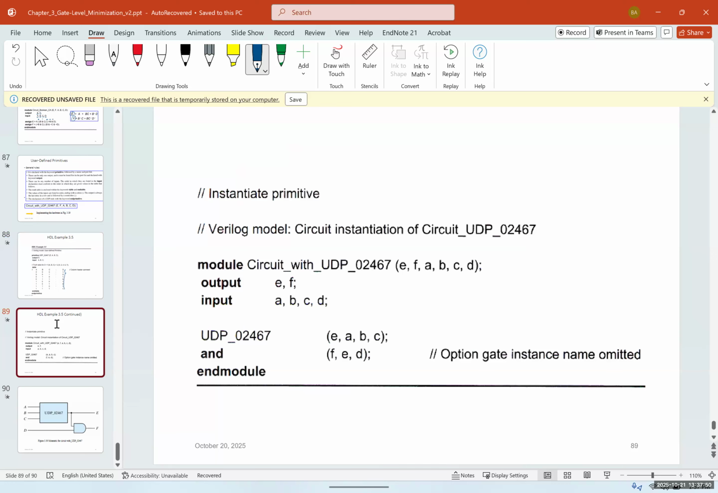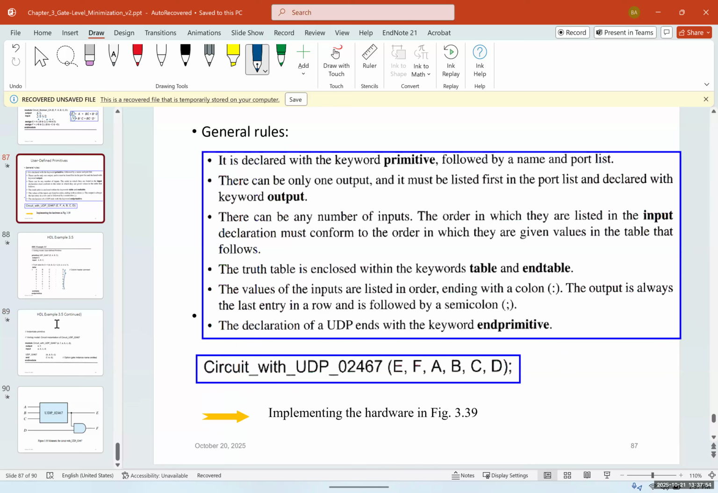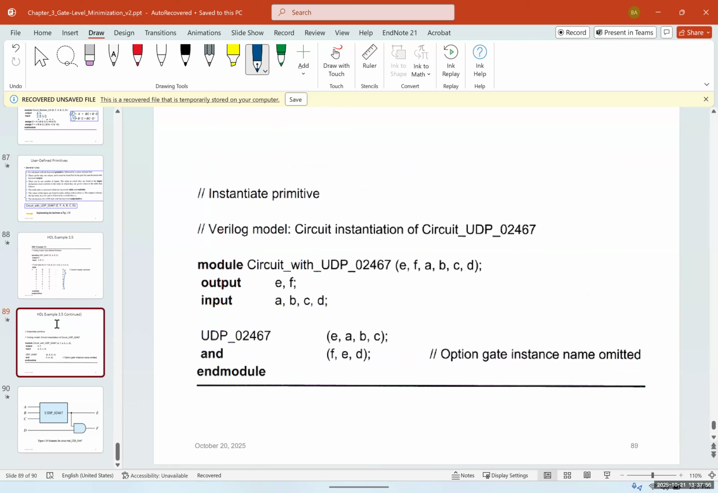So we're going to write it like this. Again, we can use the user-defined primitive as well. And this is an example. We have outputs as E and F, and the inputs are A, B, C, D. And the user-defined primitive, for example, takes A, B, C. And we have F, E, and D, where F is our output again, and E and D are the inputs. And where did we get E? It's the output of the first one.